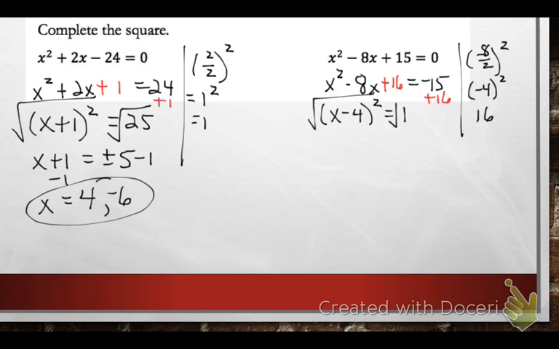So now you can take the square root of both sides. So that will be plus or minus 1. Last step is add the 4 to both of those numbers. So 1 plus 4 is 5. Negative 1 plus 4 is 3.